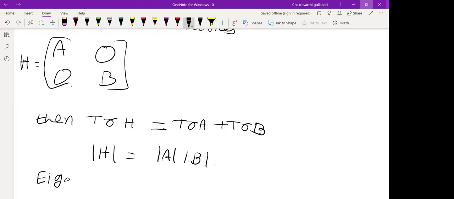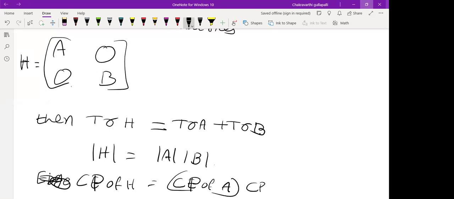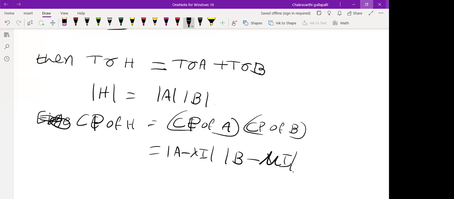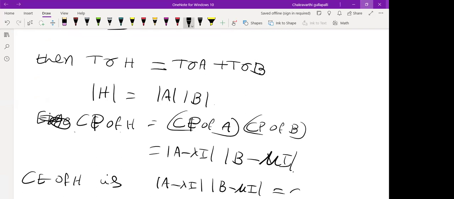Then eigenvalues of H: the characteristic polynomial of H is the characteristic polynomial of A into the characteristic polynomial of B. What is the characteristic polynomial? Determinant of A minus lambda I, and for B, determinant of B minus mu I. This will be the characteristic polynomial. So what will be the characteristic equation? Determinant A minus lambda I into determinant B minus mu I equal to 0. Because polynomial means that; when you equate it to 0, it is called the equation.